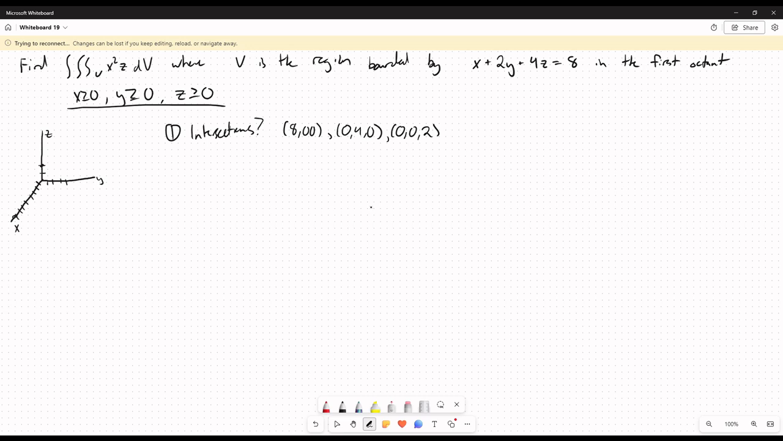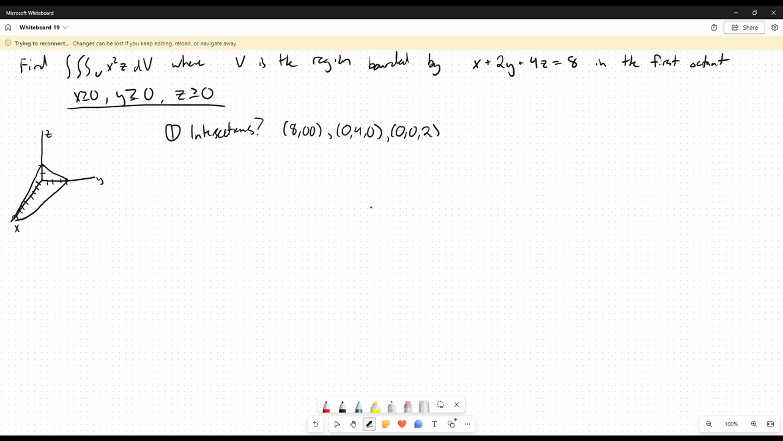Since planes are very straight line typey things, that's a very technical term, what we see is that the intersections are just going to be the straight lines between those points. So this is the section that we're going to be looking at, the volume bounded by this.